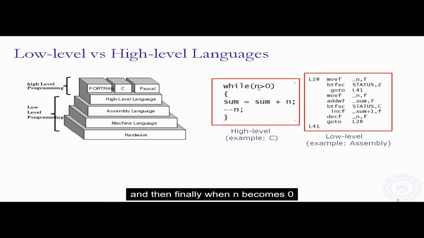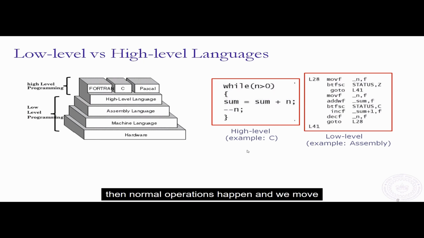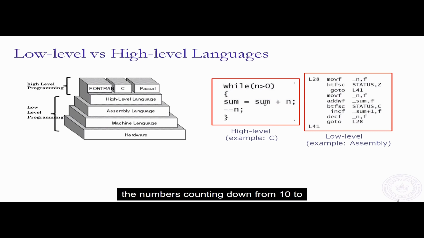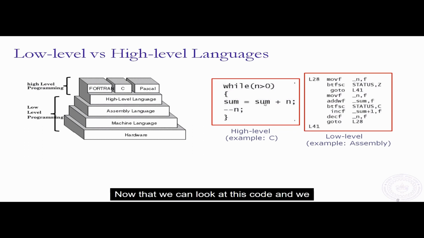And then finally, when n becomes 0, no more operations happen and we move out of this program. And so you add 10, 9, 8, 7, all of them to this entity. So it keeps a running tally of all the numbers counting down from 10 to 0, so that at the end of the day, you get 55 as your output. Now we can look at this code and make sense of it immediately. It's also possible to make sense of that same logic here, but it's a little bit more challenging.